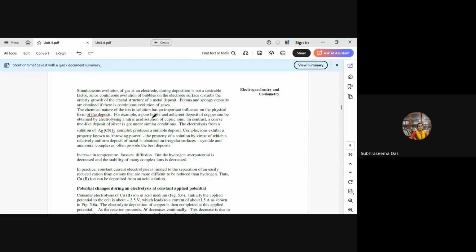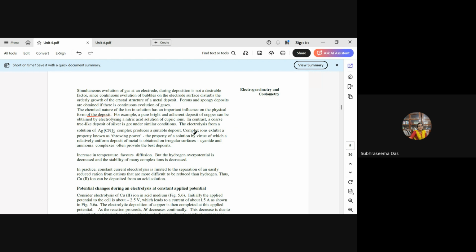For example, a pure, bright, adherent deposit of copper can be obtained by electrolyzing a nitric acid solution of cupric ions. But in contrast, a coarse deposit of silver is obtained under similar conditions. That is why this process is also dependent on the nature of the material being electrolyzed. The electrolysis from a solution of silver cyanide complex produces a very good deposit.